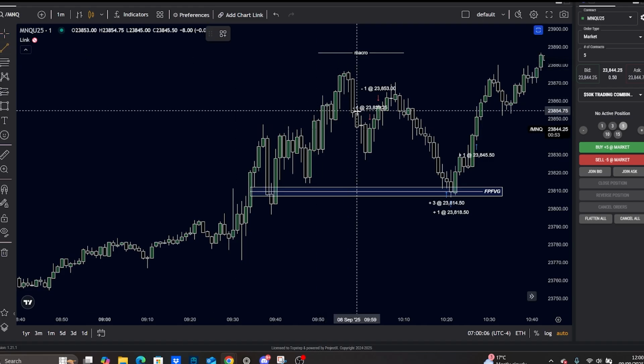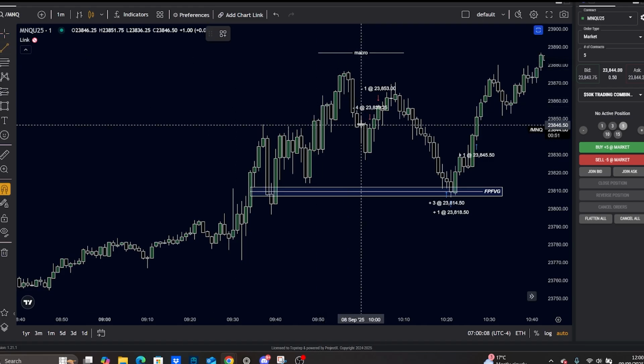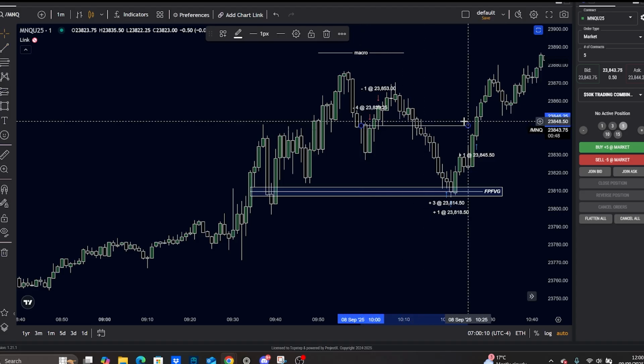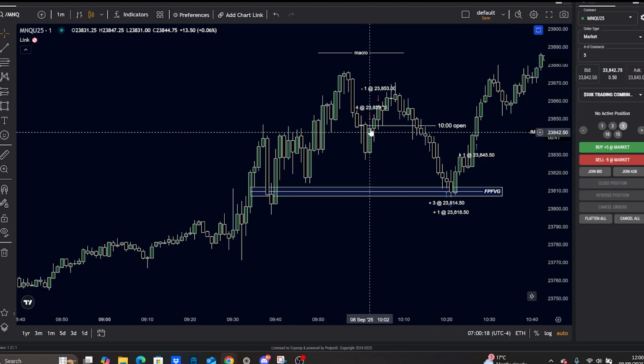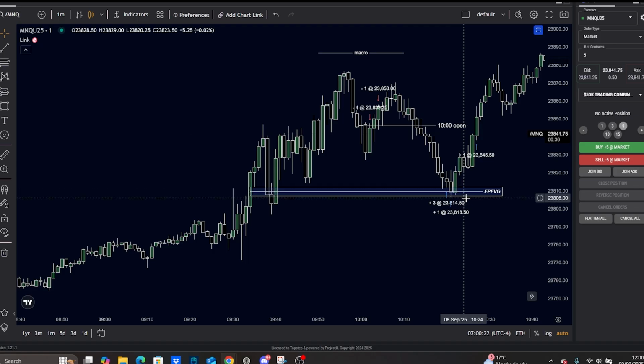I want to use the 10 a.m. open because now I'm trading silver bullet. So I want to use a 10 a.m. open, which is here, right? And so I want to see a power of 3: accumulate, manipulate, and then distribute. So what did I do?